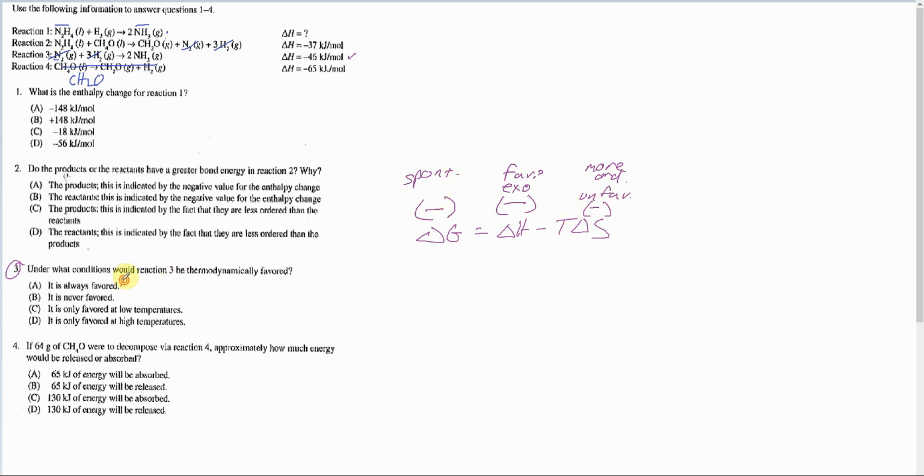So we can get rid of those two, right? And because the delta S is unfavorable, we would want to lower the temperature to make it favorable. So it's only favored at low temperatures. So I get C.